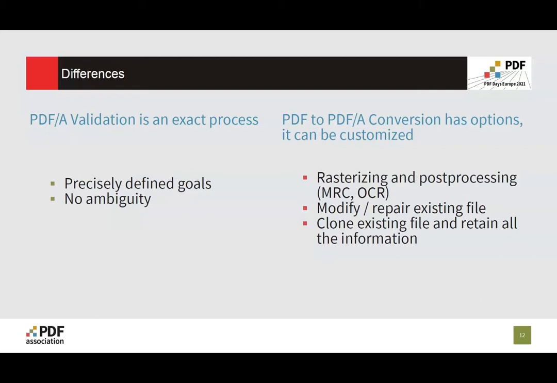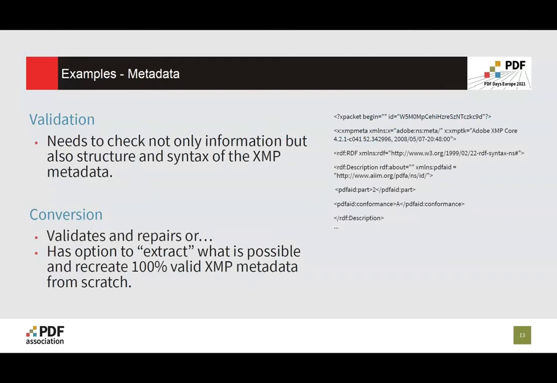I would like to show some of the most common challenges that are faced by both validation and conversion and demonstrate how the solution can differ in complexity between the two. So let's start with something very simple and very common: metadata. Validation needs to check not only the information carried by the metadata for consistency with the PDF information dictionary, for example, but it also needs to make sure the metadata is a well-formed XML document and the structure and syntax of the package corresponds to the XMP metadata standards.